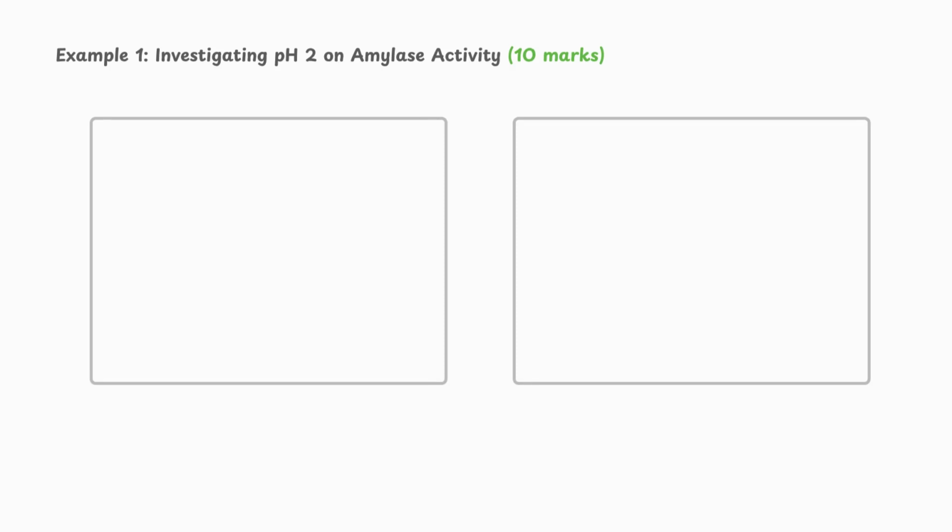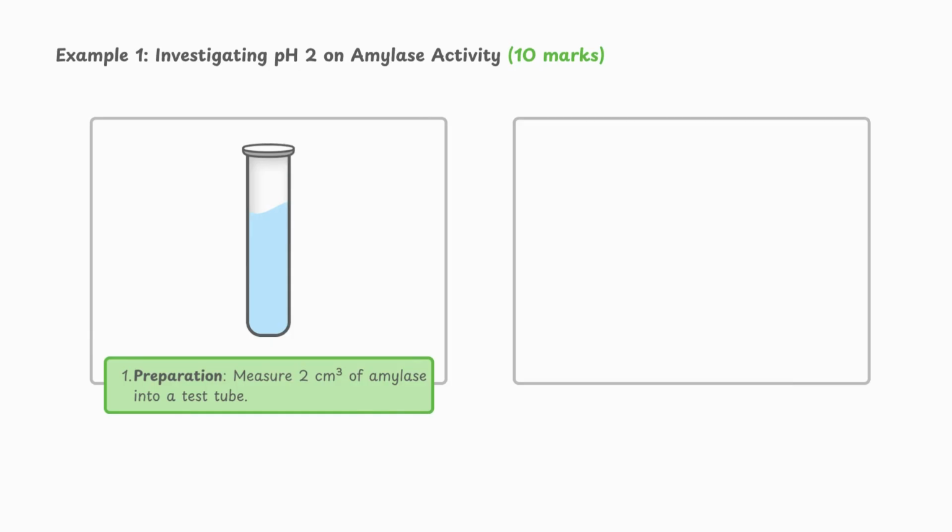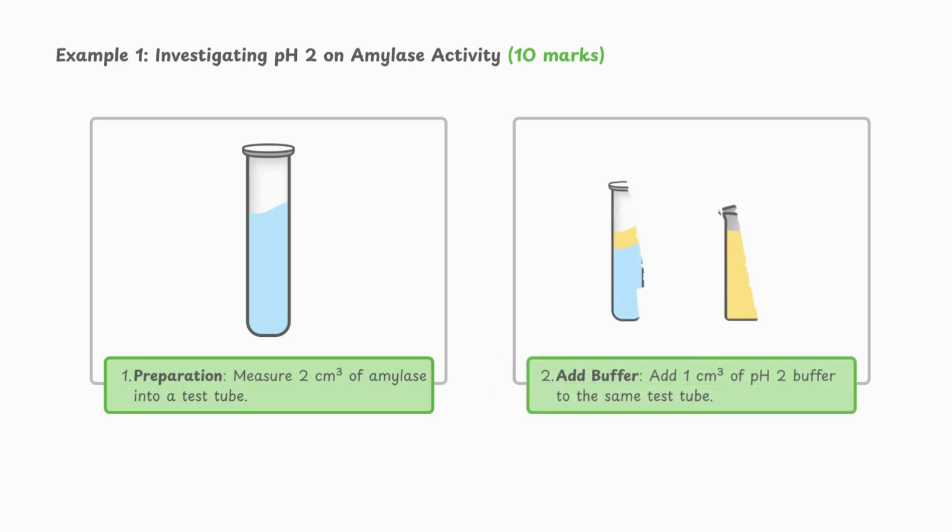Let's find out. Step 1. First, measure 2 cubic centimeters of amylase into a test tube using a syringe. Accuracy is important here, so make sure you read the scale carefully. Step 2. Next, add 1 cubic centimeter of pH 2 buffer solution into the same test tube. This creates a very acidic environment for the enzyme.